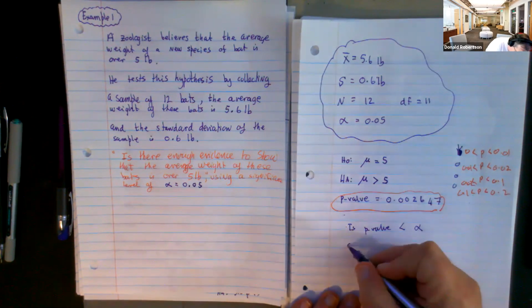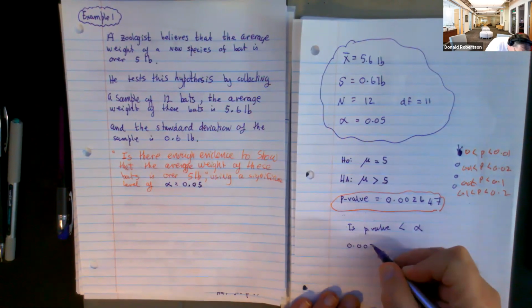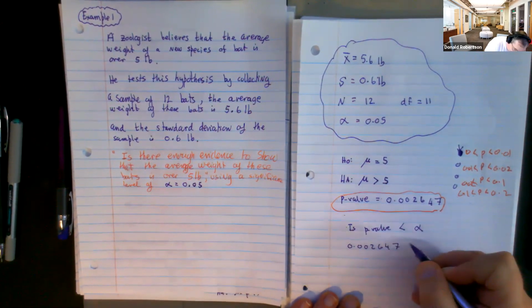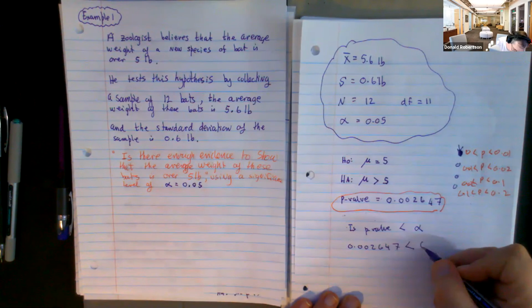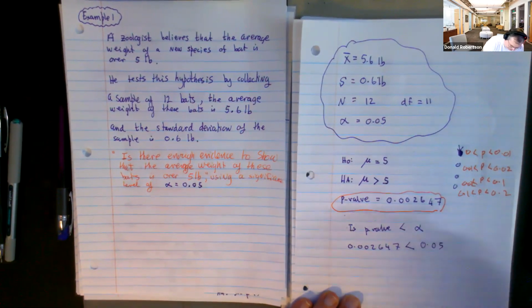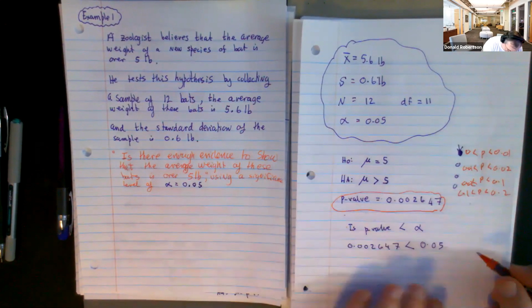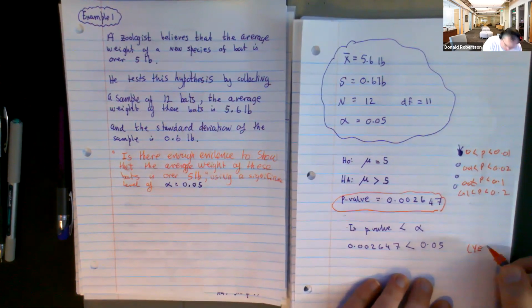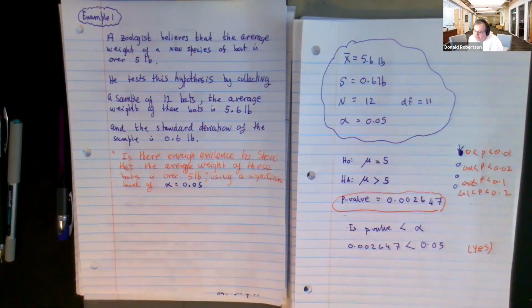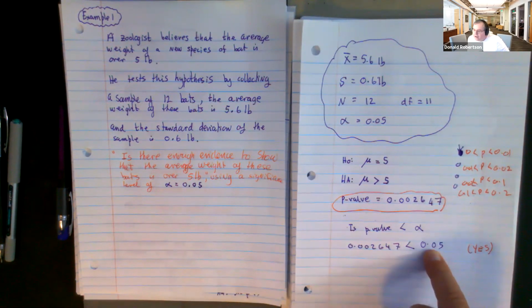Is this p-value 0.002647 less than 0.05? If you do a quick scan, the answer is definitely yes, isn't it? In this question, isn't that decimal smaller than the significance level alpha?